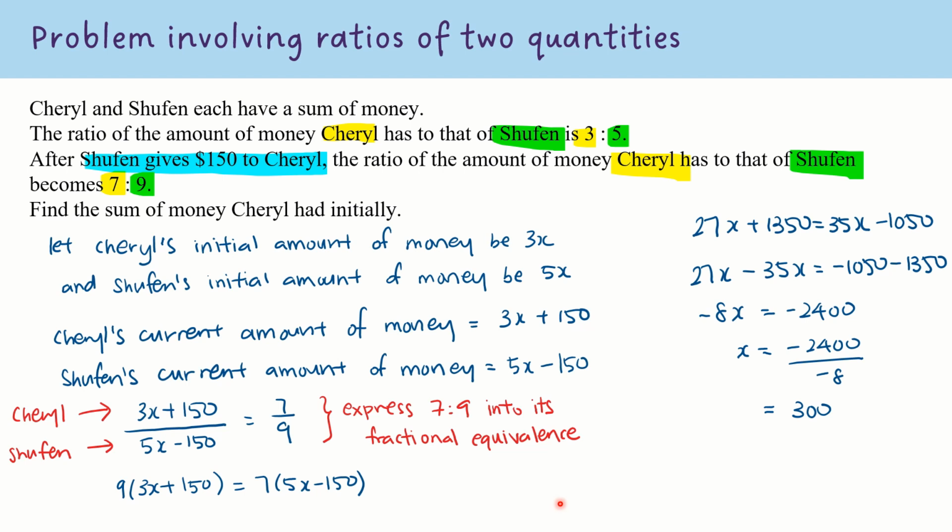Now that we have found the value of x, we need to keep in mind what the question wants us to find. The question wants us to find out the sum of money that Cheryl had initially. The amount of money that she had initially is 3x, and therefore we need to find the value of 3x, which is 3 times 300, giving us $900. And therefore Cheryl had $900 initially.